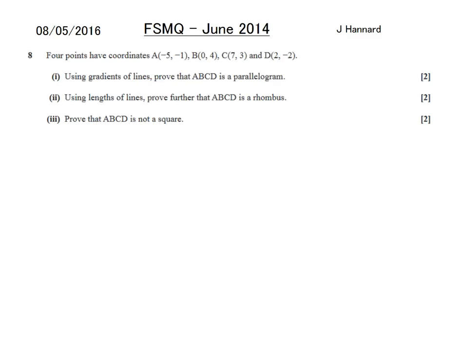4 points have coordinates A, B, C and D. Using gradients of line, prove that ABCD is a parallelogram. So the grad of AB is back take back over front take front, which is 4 minus minus 1 over 0 minus minus 5, which is 1. Grad of CD is also 1.